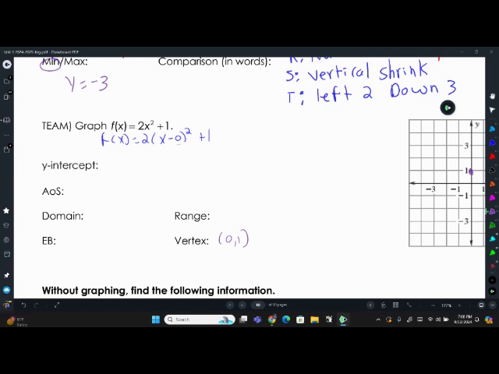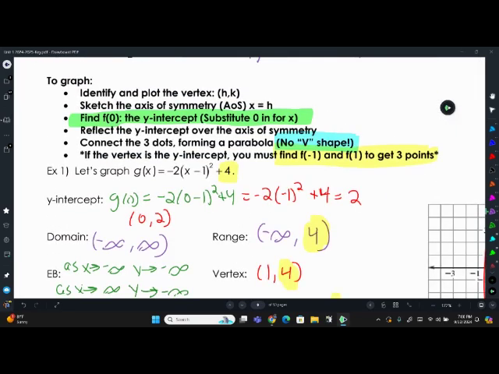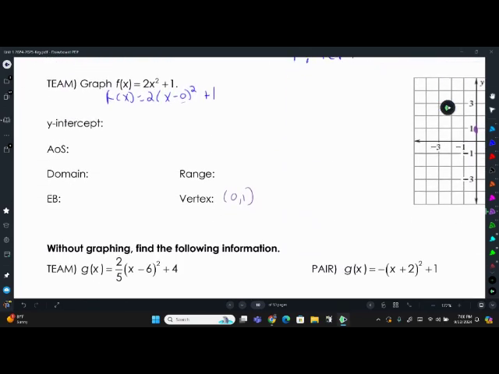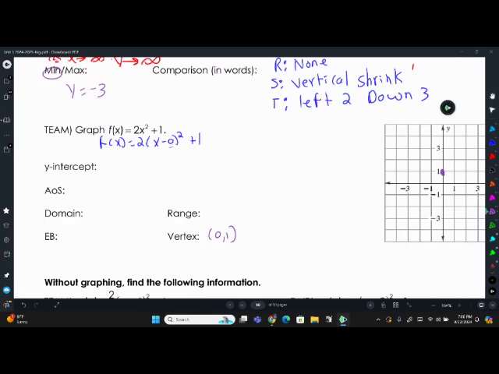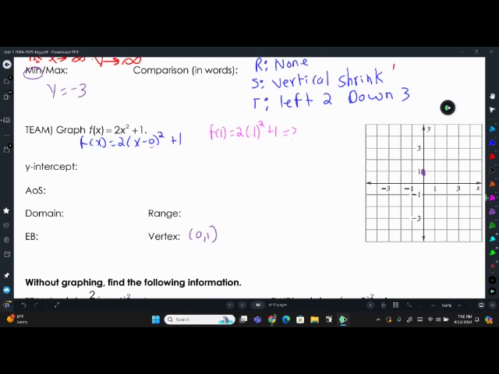Now, like we said up here, if the vertex is the y-intercept, and this one is, our y-intercept is (0, 1), we need to find a different point. So let's find f of 1, and then we'll reflect that. So f of 1 is 2 times 1 squared plus 1. 1 squared is 1, times 2 is 2, plus 1 is 3. So that means (1, 3) is a point on this function.